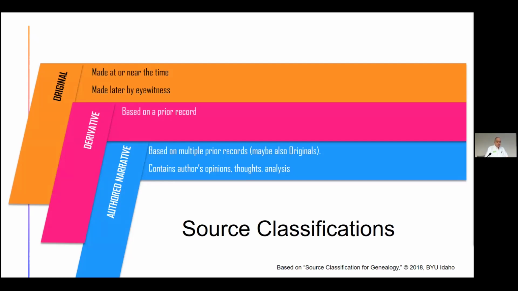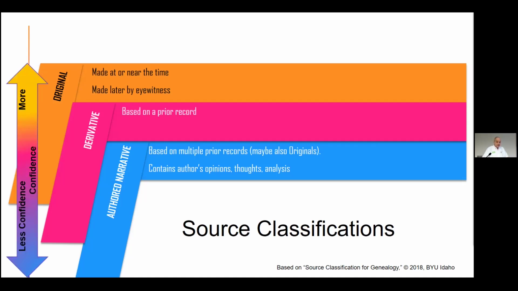Derivative records are things based upon another prior record. And then there are authored narratives. Now, these can all be very good. Some of the best authored narratives are the Barber collection in Connecticut. He combed all of the parish records and put all this together. Torrey did it for marriages. Those are very good authored records. Some are very good, some are not.